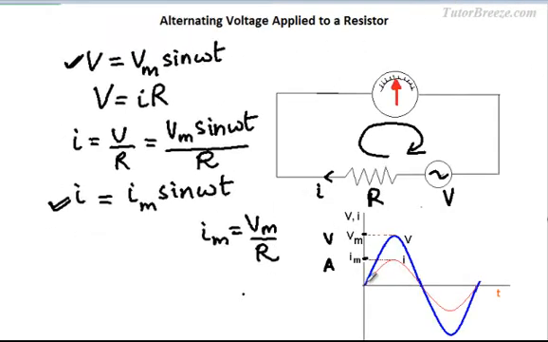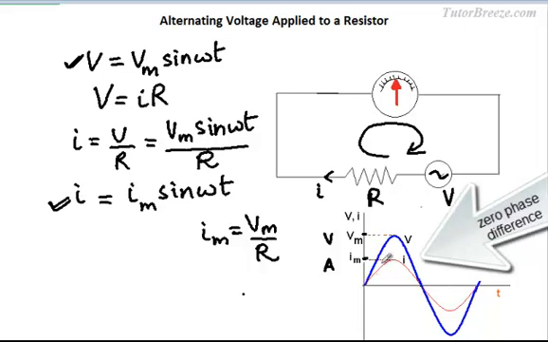Now you can see from these two graphs that as the voltage varies across the resistor, the current also varies in a similar manner, which means that if the voltage is maximum, then at that same instant of time the current is also maximum. If the voltage drops down to 0, at that same instant current is also 0. So we can say that V and I are in step with each other.